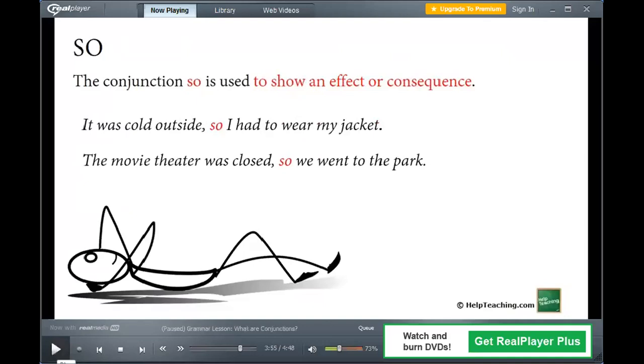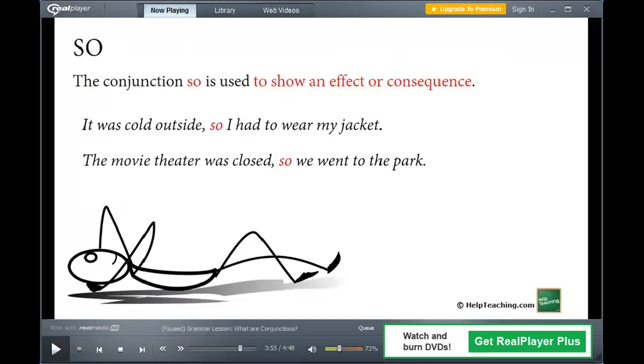So now the conjunction "so" is used to show an effect, something which happened after, or a consequence. In the first example, it was cold outside, so I had to wear my jacket. The reason why the person had to wear his or her jacket was because it was cold outside. That's the consequence.